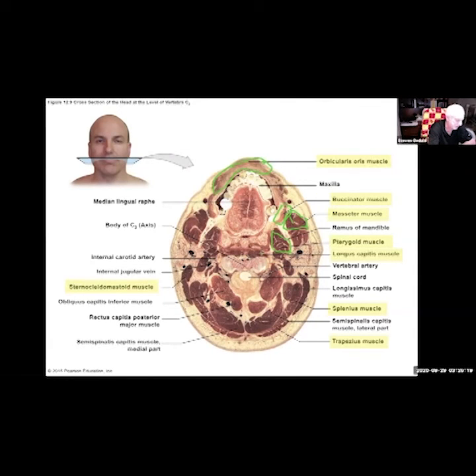These are the pterygoid muscles. The longest capitis muscle is internal there. Splenius muscle and the trapezius muscle. Okay? And this is the sternocleidomastoid muscle as it comes down here as it branches down. It comes from the mastoid, branches down into the clavicle and the sternum with two attachments.